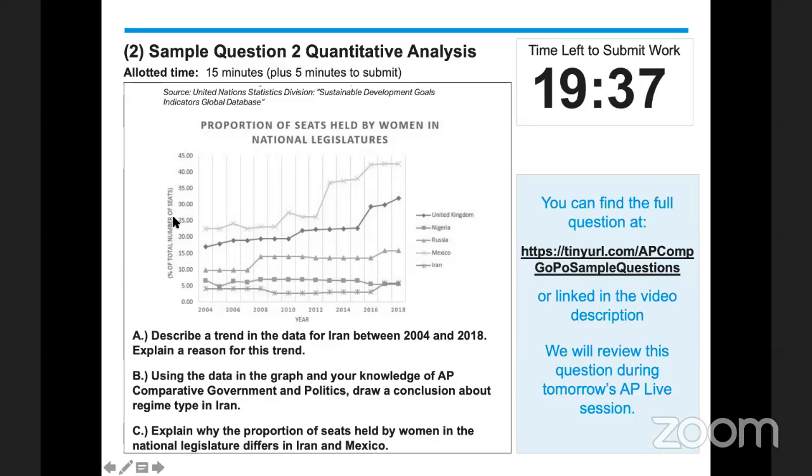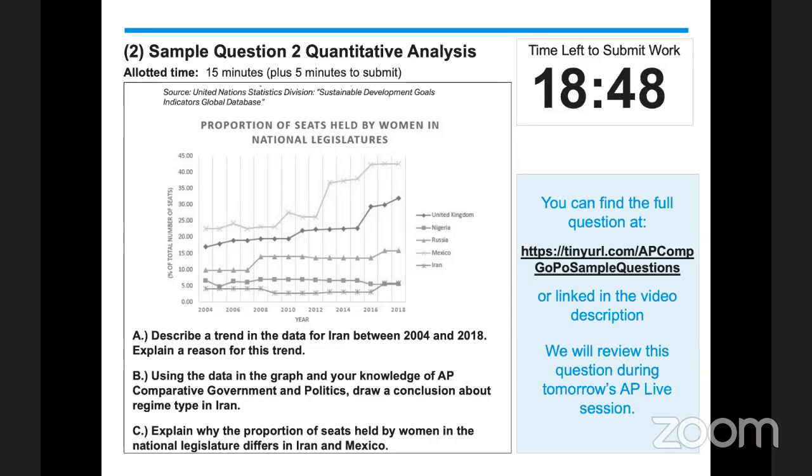We have percent of total number of seats over here. We have the years at the bottom. I forgot my X and Y axis, that's why I said over here. I am not good at remembering that. But down here, we have the years 2004 to 2018. We have the source, United Nations Statistics Division, Sustainable Development Goals, Indicators, Global Database. And we have our countries: United Kingdom, Nigeria, Russia, Mexico, Iran. Again, this gets kind of small, so you have to figure out that the top line is Mexico, the next line is United Kingdom, the square is Nigeria, the triangle is Russia, and the asterisk down here is Iran. All right, so you figure that out.